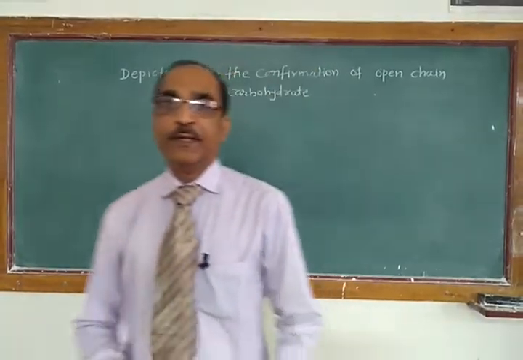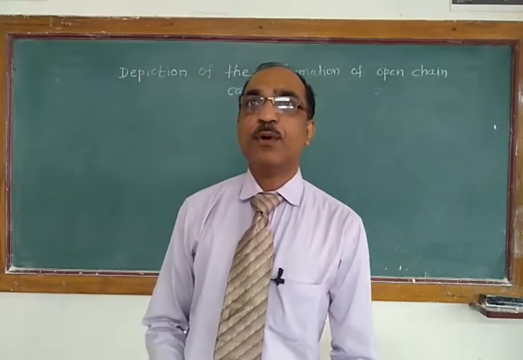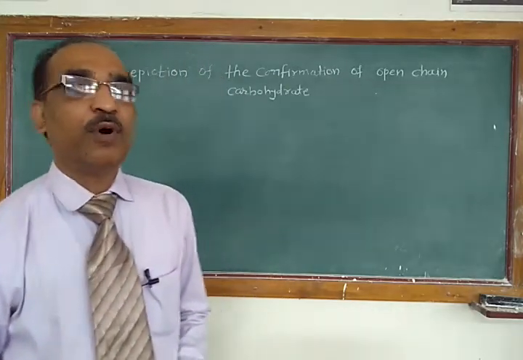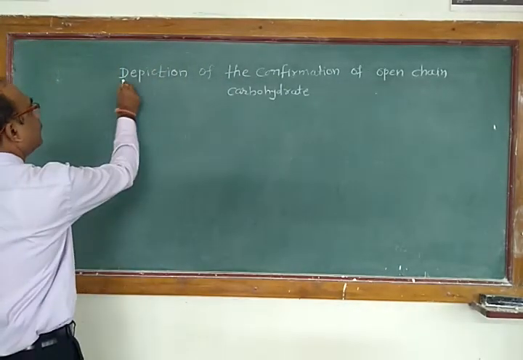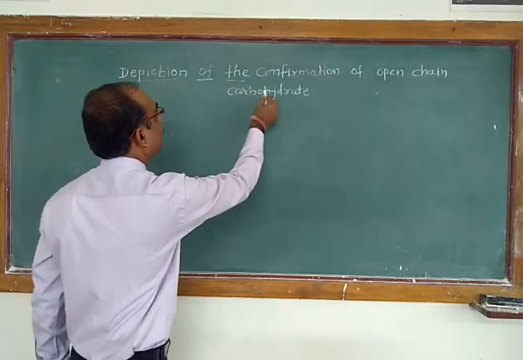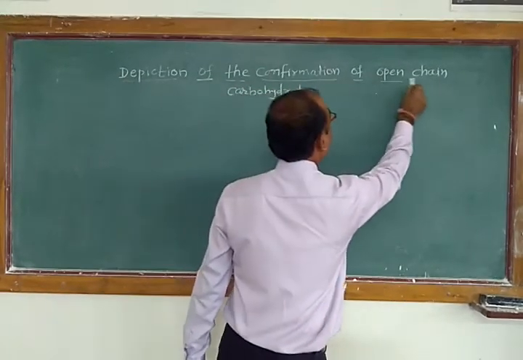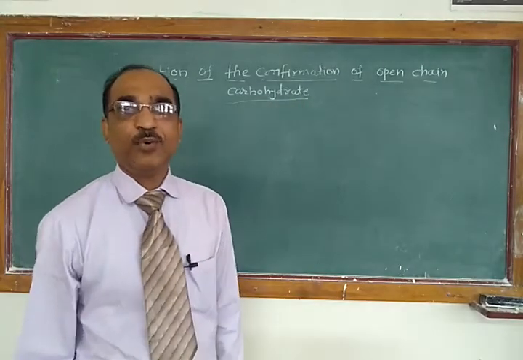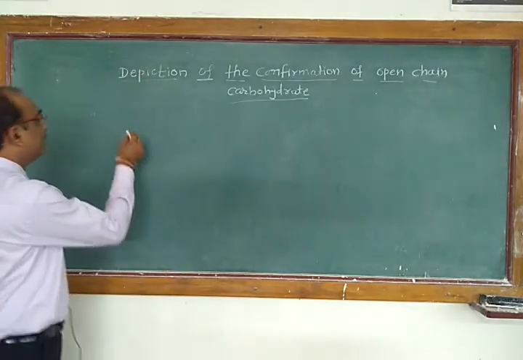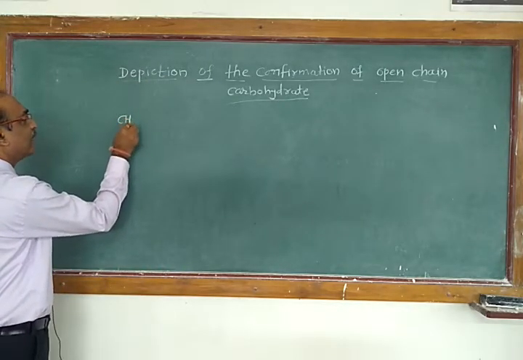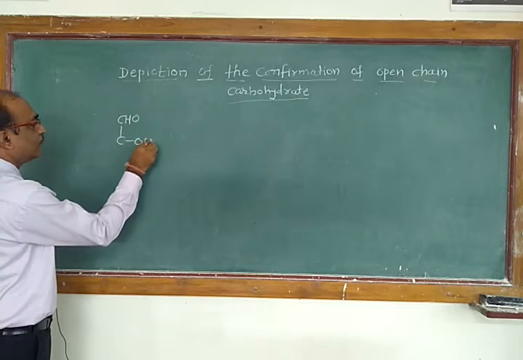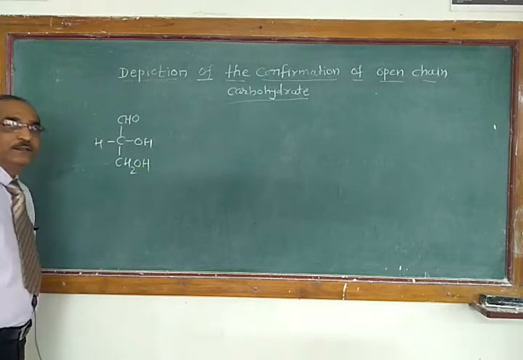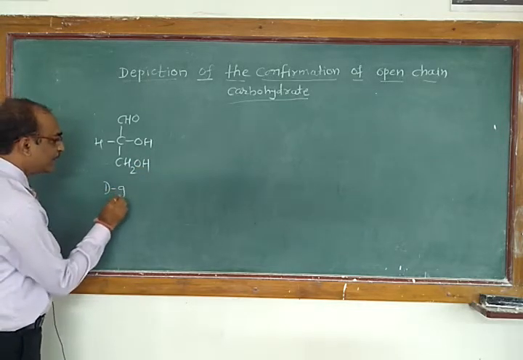Hello students, in the previous lecture on carbohydrates we studied the classification of carbohydrates, and in this lecture we are going to study the depiction of the conformation of open chain carbohydrates. So in this case we have to take one example, and the example is this aldehyde. This is the structure of the aldehyde, or you can say it is D-glyceraldehyde.